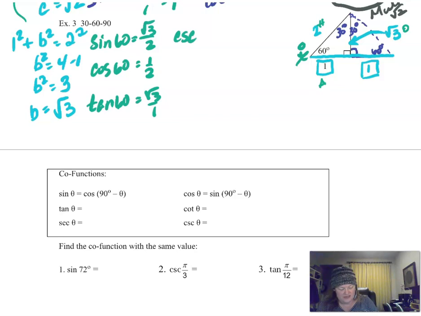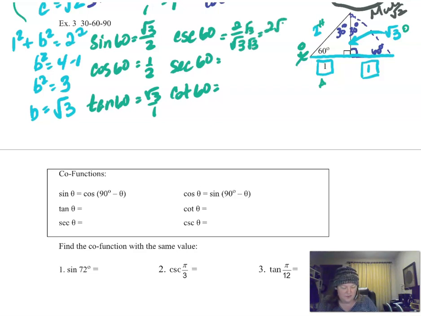So cosecant at 60, secant at 60, cotangent at 60. So this one, when I flip it upside down, I'm going to have to fix it with another square root of 3 over square root of 3. So I'm going to get 2 square root of 3 over 3. And for the secant one, if I just flip it over, I get 2. And the cotangent one, if I flip that over, I'm going to get 1 over square root of 3. I'm going to have to fix that one again, and I'm going to get square root of 3 over 3.